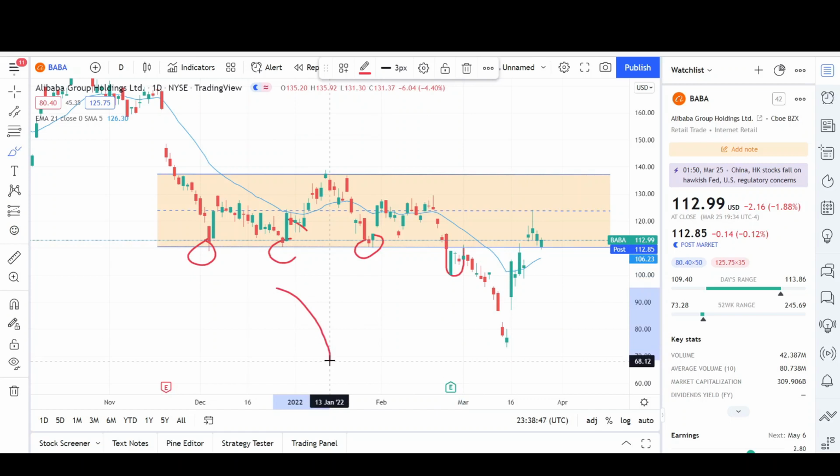When we got extended from the EMA, prices acted like a rubber band. We snapped back and created a V bottom reversal pattern. We got back above the EMA, we found some type of support, and we continued higher.